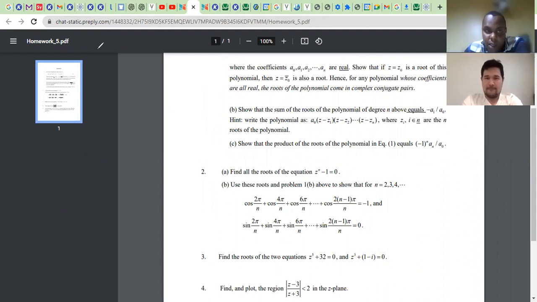Okay, so in the next one we have z3 is going to be equal to 1 minus i multiplied by e^(i(pi plus 2 pi k)). Okay.